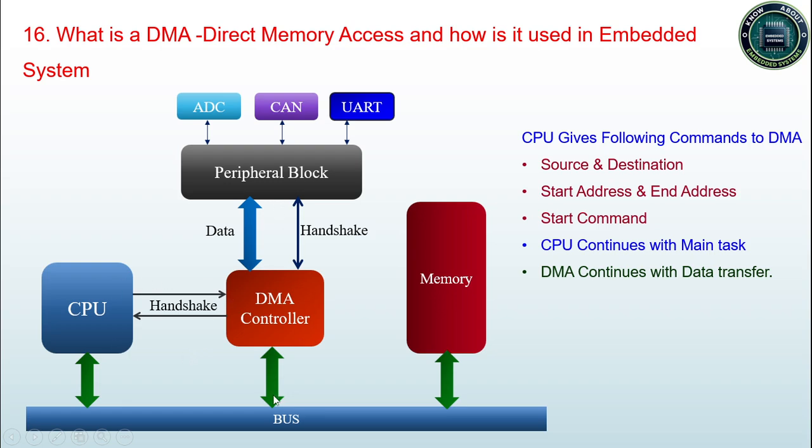So during this transmission, the CPU will continue with the main task. This is very important. This is what we wanted. The data transmission should happen independently without any CPU involvement, and that is called DMA. So the CPU will continue with its activity, and DMA will continue with its data transmission. I hope you are clear with the concept.